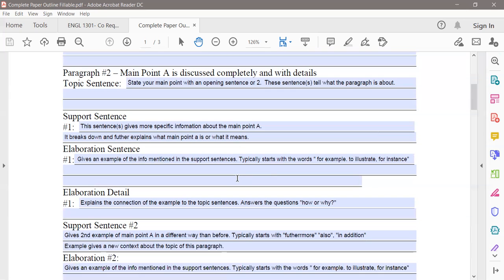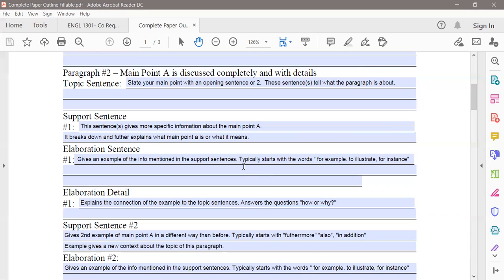Next, you're going to give an elaboration sentence. An elaboration sentence gives an example of the information that you mentioned in your support sentences. So these two sentences kind of go together. It's all going back to the topic sentence, which goes back to the thesis statement.